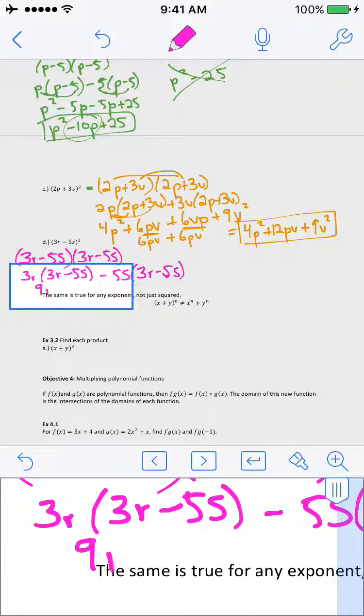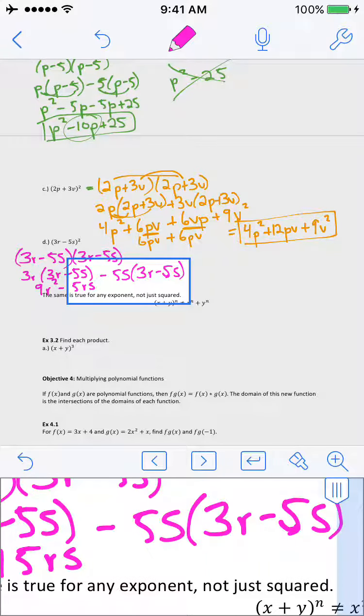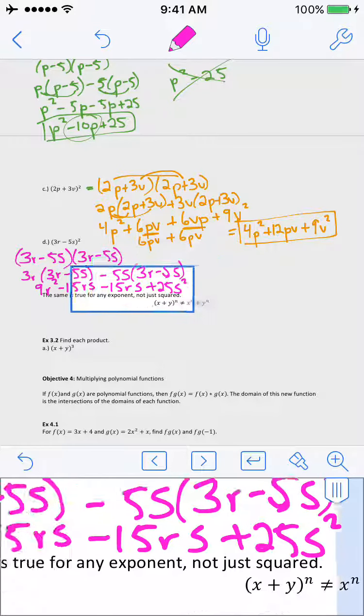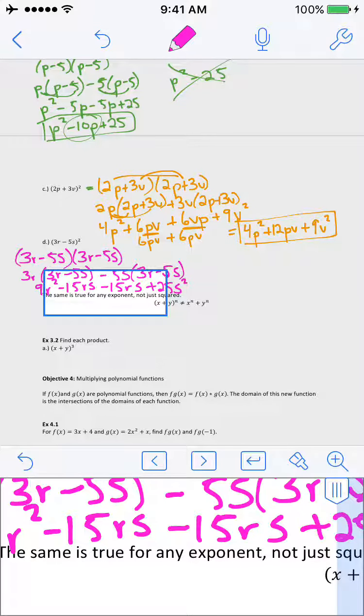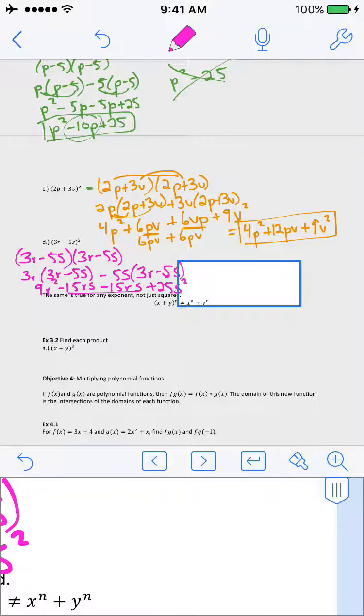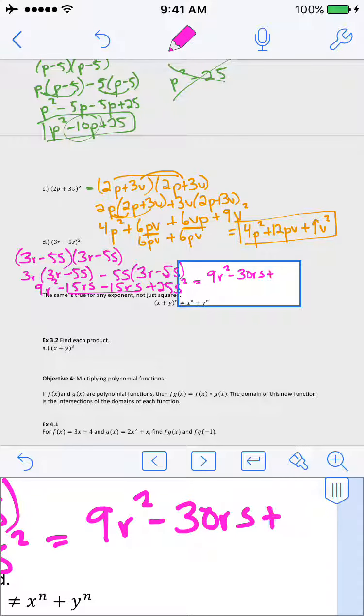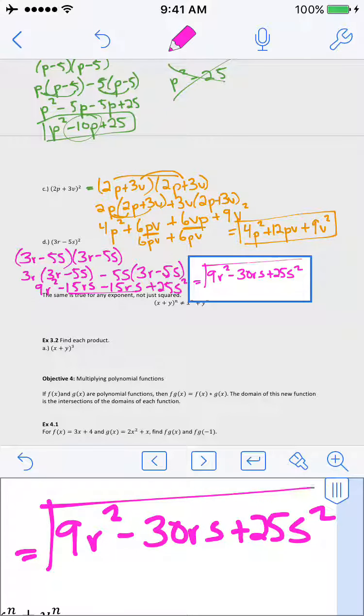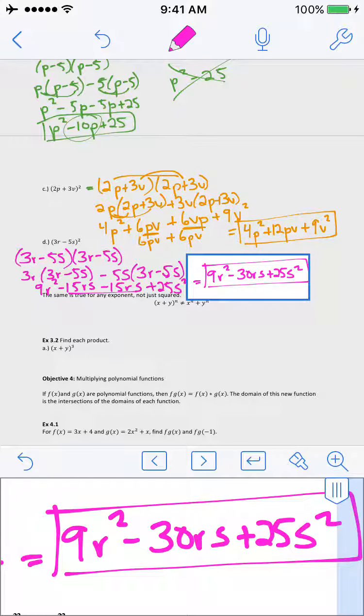All right, we get 9r squared minus 15rs minus 15. And again, I know it's got s first, but I want to write it in alphabetical order, QRS. So it'd be 15rs plus 25s squared. And then the reason I did that is now I can see that I have two negative 15r's, and so I end up with 9r squared minus 30rs plus 25s squared as a final answer, right? That's what I end up with.